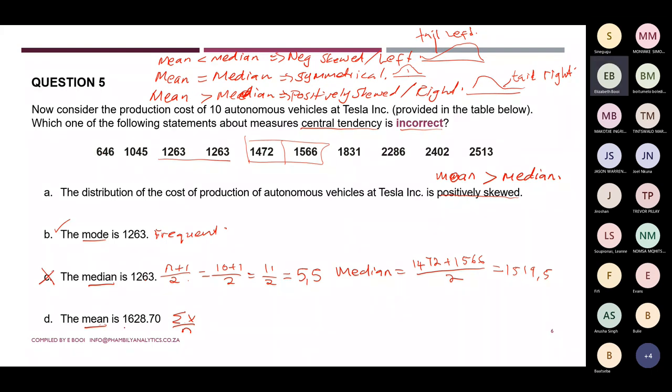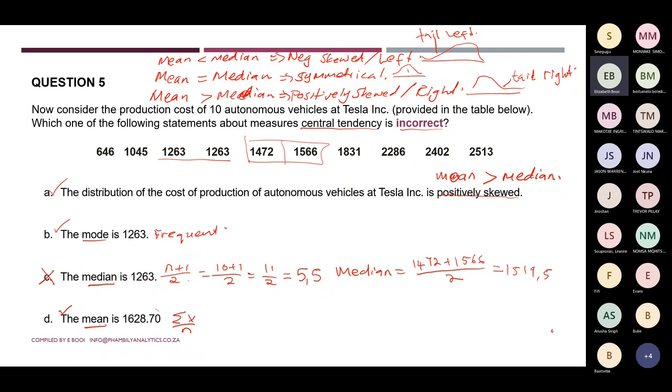Did you calculate what the mean is? If you add all of them, divide by how many there are. And B is correct. The mean is correct. And if I look at the first one, it says if the mean is greater than the median, then it's positively skewed. My mean is greater than my median. So A is also correct. The only statement that is incorrect is the median.